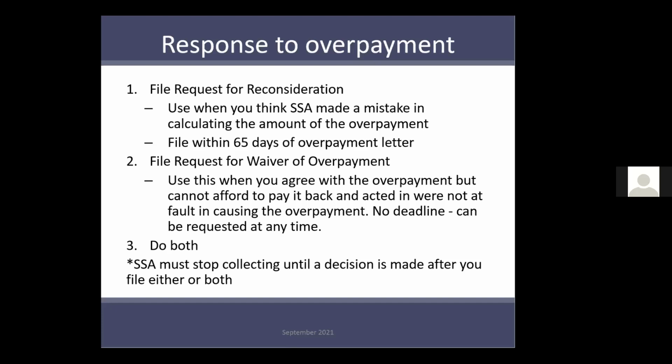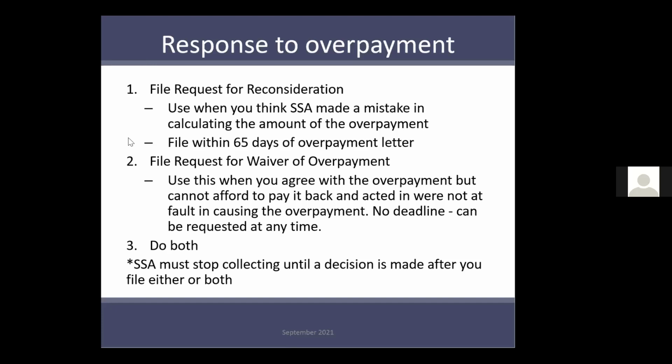The good thing about a waiver for overpayment is it can be requested at any time. You don't need to do it within the 65 days. But it's important to note, as we have the asterisks at the bottom, that until you submit either a request for reconsideration or a request for a waiver, Social Security can collect on the overpayment. Generally, this will happen when someone is receiving SSI. This is when they'll start withholding that 10% automatically. Once a request for reconsideration or a request for a waiver has been submitted, they are supposed to stop. You might see this not happen if they don't process it timely.